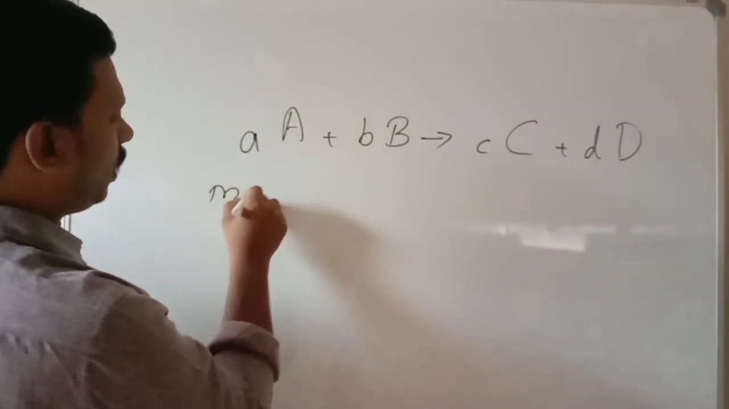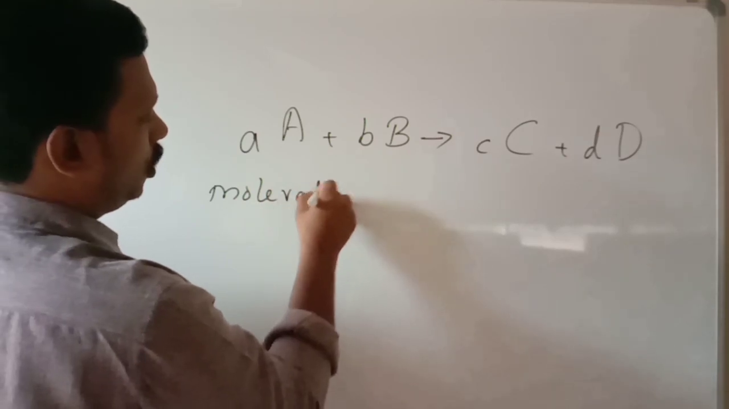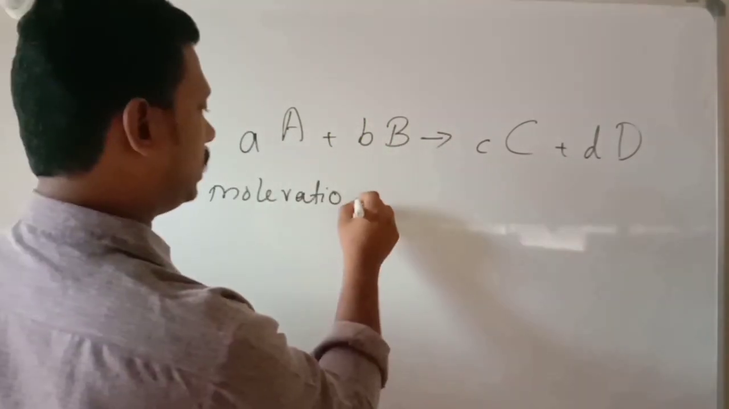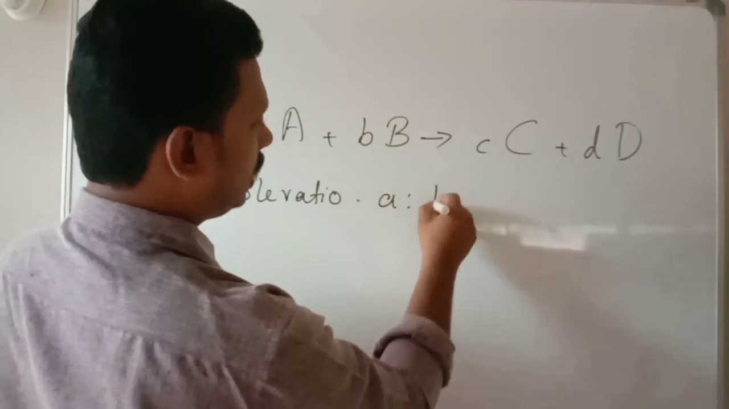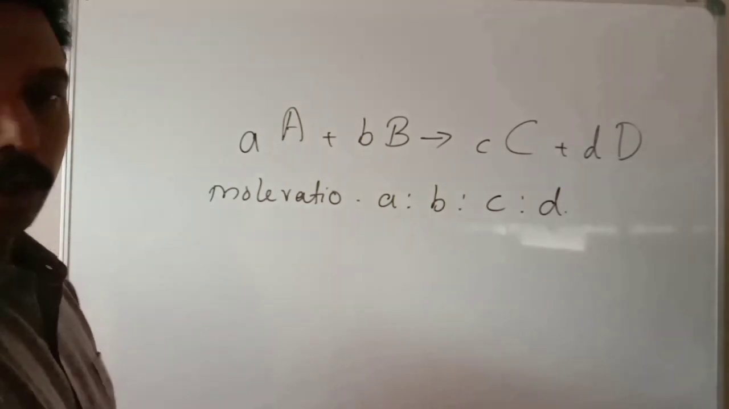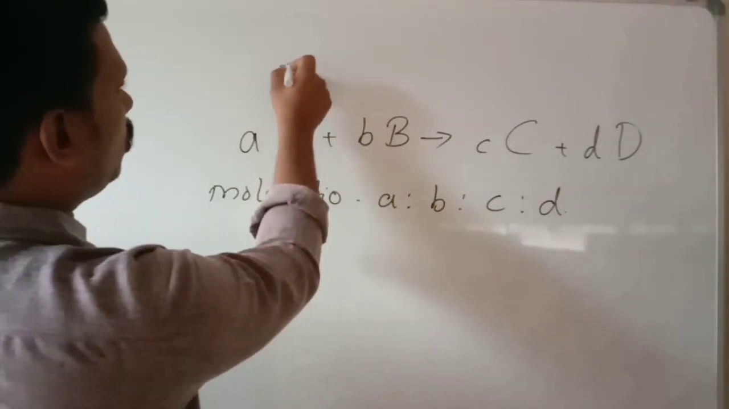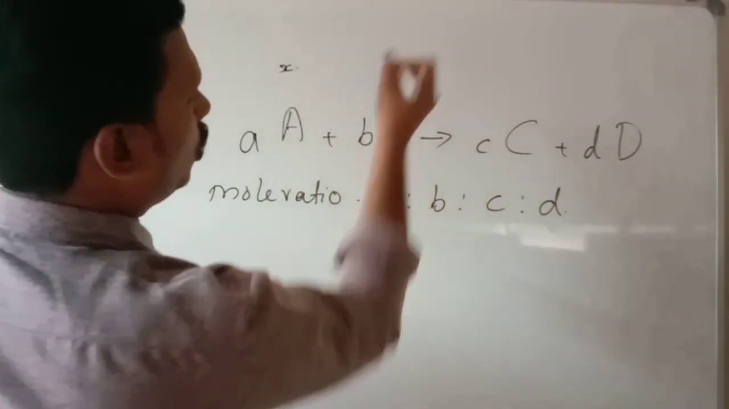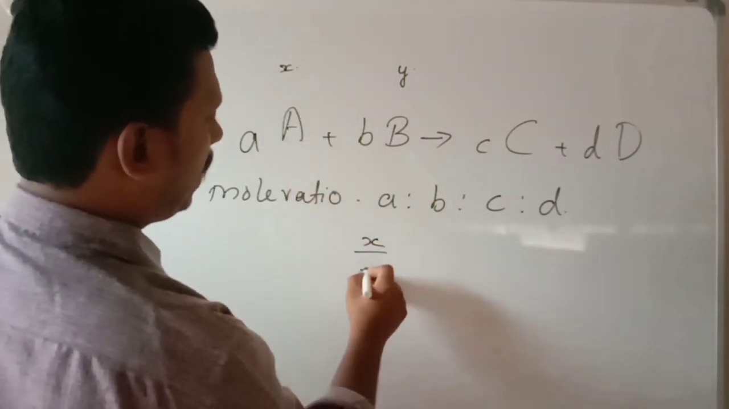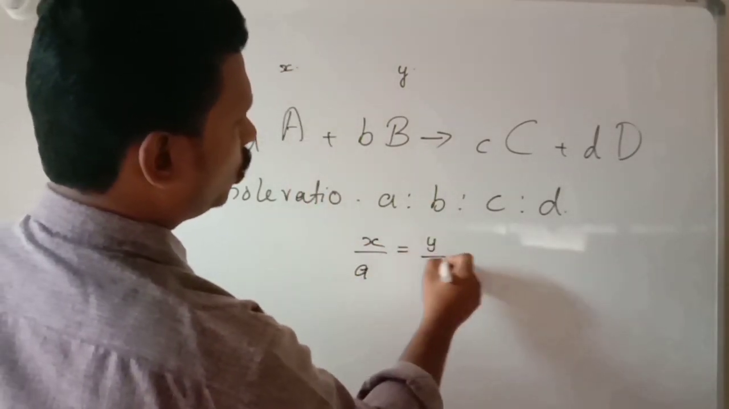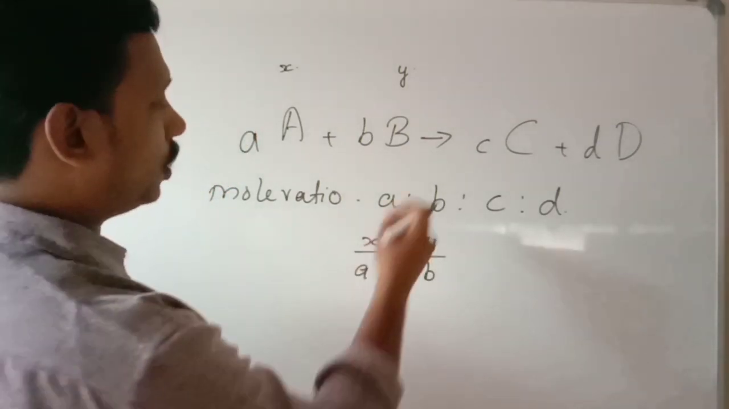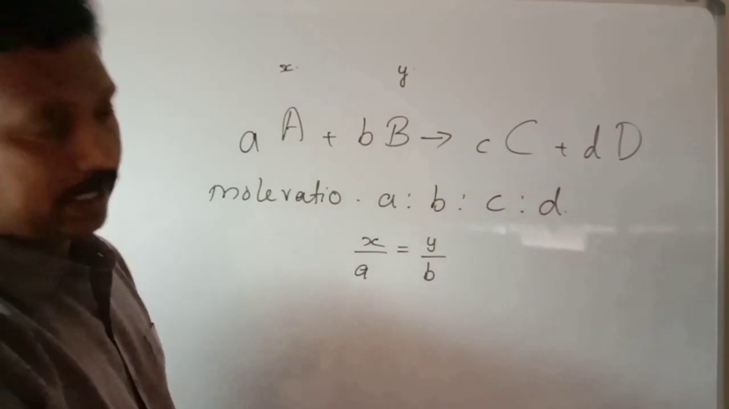So here the mole ratio in which A, B, C, D are reacting and forming, that is, the ratio is a is to b is to c is to d. That is the mole ratio. So if you want to find out X moles of A will react with how many moles of B, what you have to do is take X by a is equal to Y by b. If you put the value of X, you will get the value of Y. If you put the value of Y, you will get the value of X.